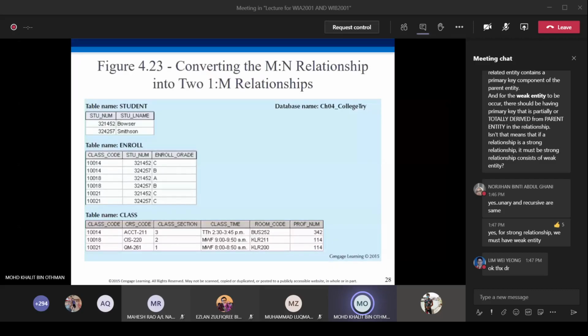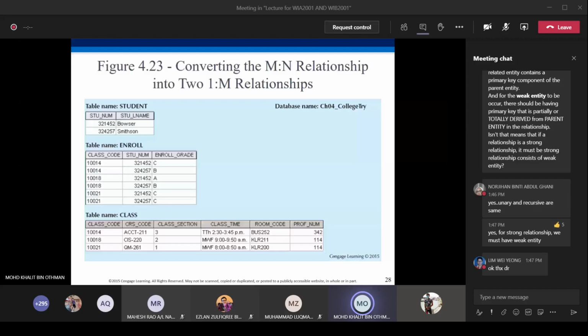This is how figure 4.23 converts the M to M relationship into a one to M relationship. How can we convert from an M to M relationship into a one to M relationship? Based on this figure, here we have three tables, which are the student table, the enroll table, and the class table.